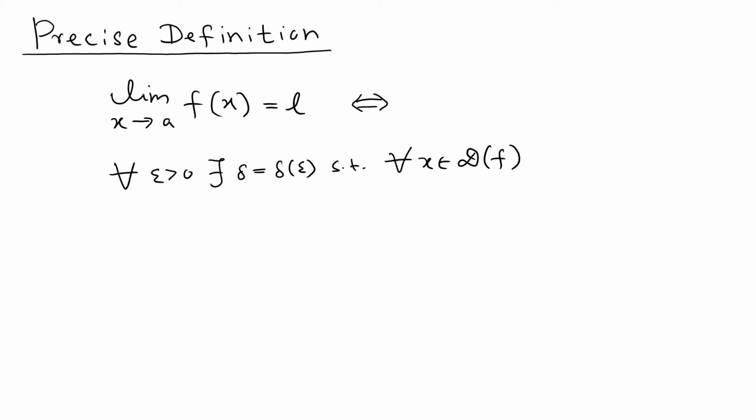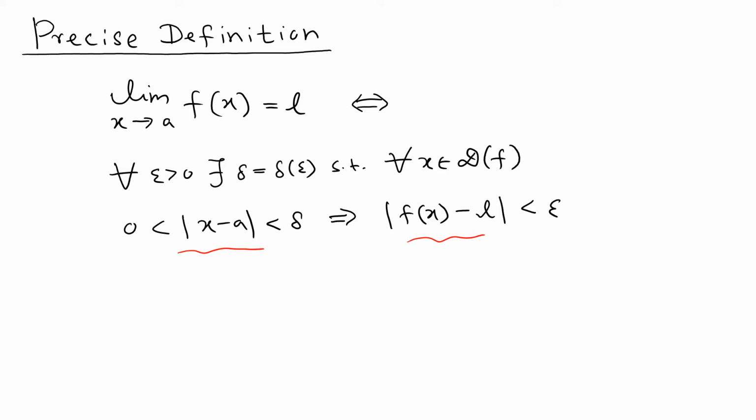Then 0 less than |x minus a| less than delta implies that |f(x) minus L|, the difference between the function and the limit, is less than epsilon. So if you can prove that for all epsilon there's a delta, and for all x in the domain, the first one implies the second one, that means if x is within delta distance, then you want to make sure that the function is within epsilon distance to the L. So that's what we call the precise definition or the limit definition.